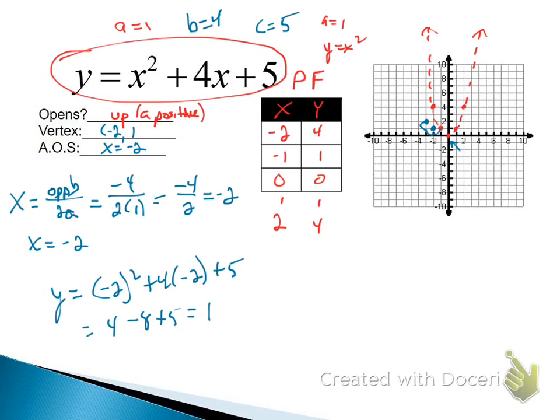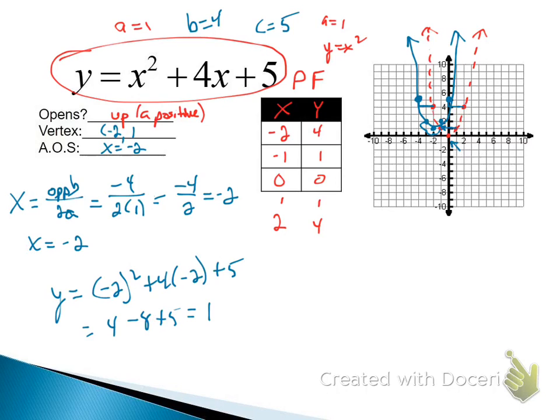So this point right here, we'd shift 2 spaces left and up 1. So it would be right here. This point, we'd go left 2 spaces and up 1, so end up right here. And this point over here, we go left 2 spaces and up 1, so end up right here. Okay, so we're just shifting everything over. You don't need to draw in those shifts every time. I just did it here to show you. And so we draw our U, and then we're done.